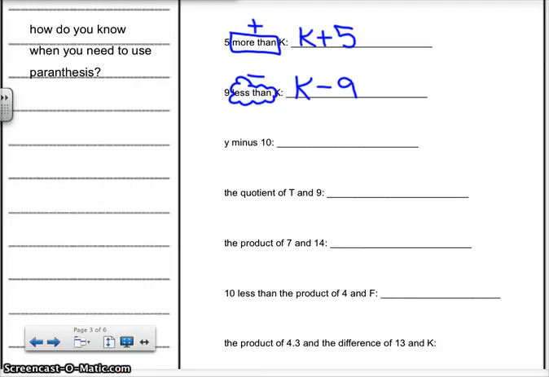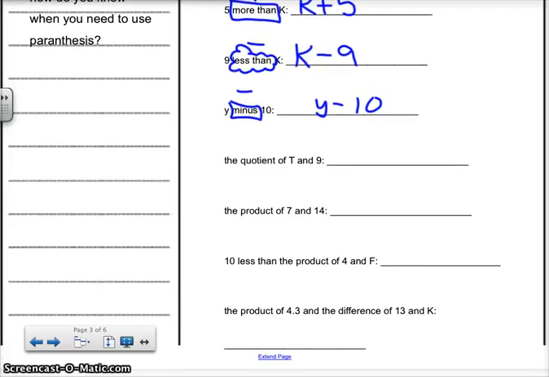Subtraction does. Y minus 10. What's my vocab word, class? Say it out loud. What does minus mean? There, y minus 10. Do you love this? Me too.